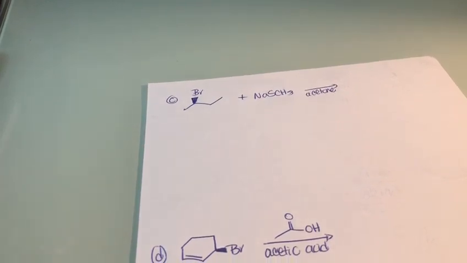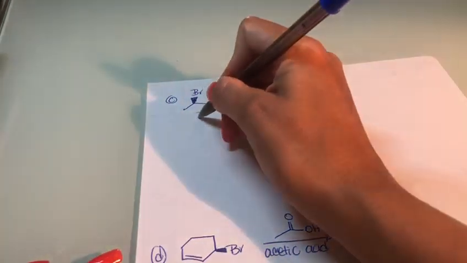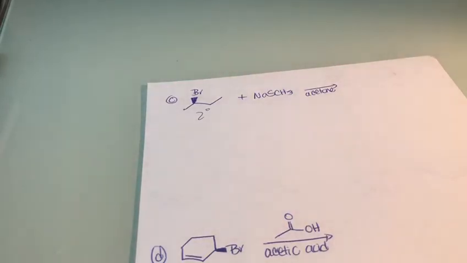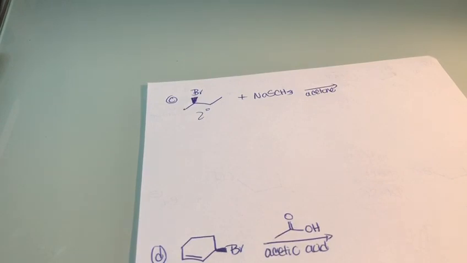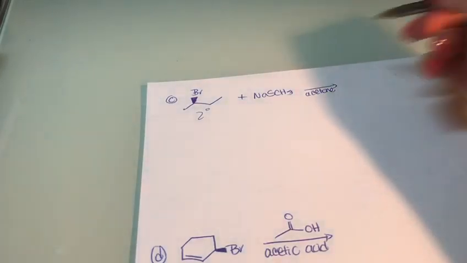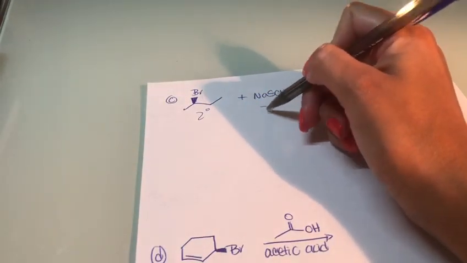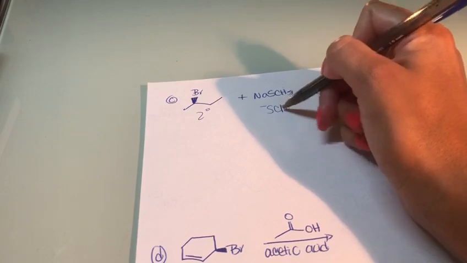Okay, for C, first you need to identify what type of haloalkane you have, and in this case it's a secondary haloalkane, and in that case you could have the SN1 or the SN2. So it's not enough for you to know, okay, well, this is going to be the SN1. No, you have to keep looking. Let's take a look at what type of nucleophile you have. The nucleophile in this case is this one.